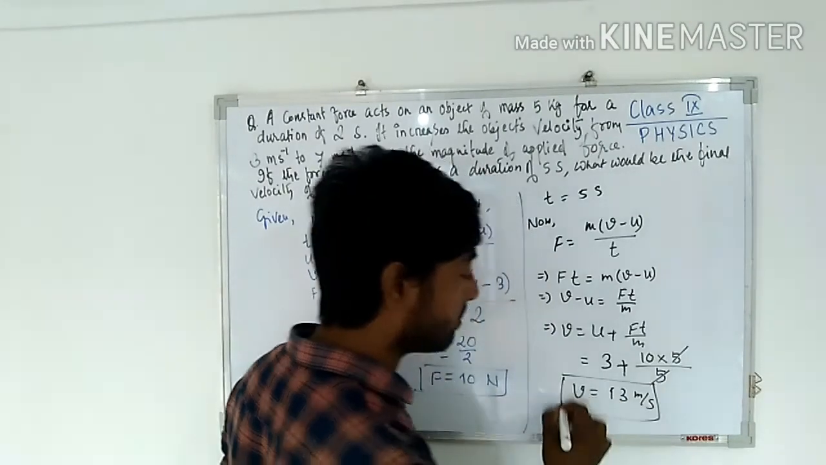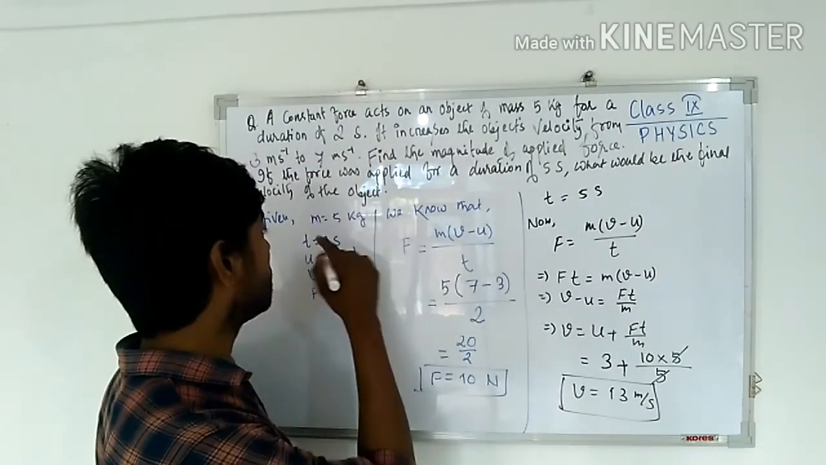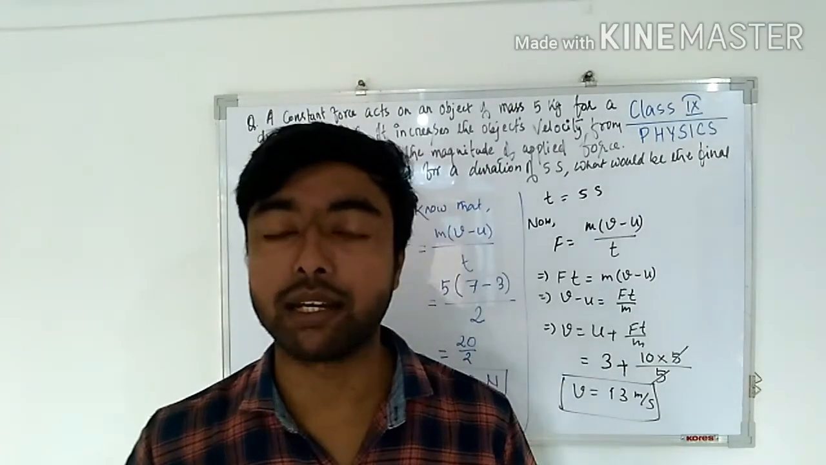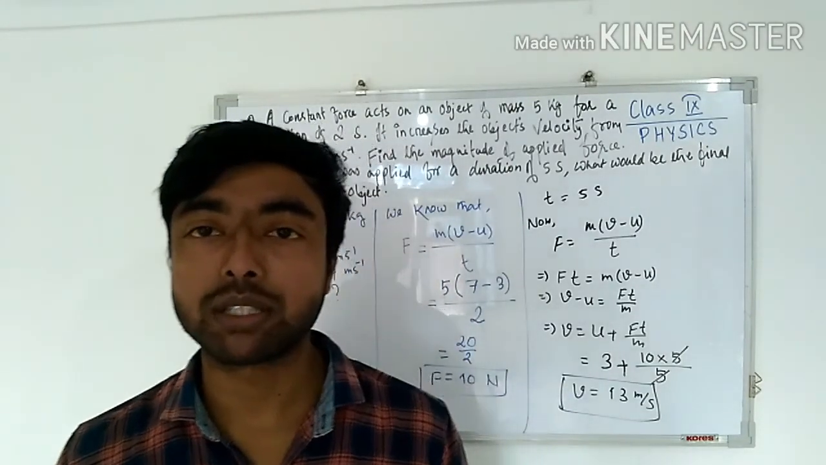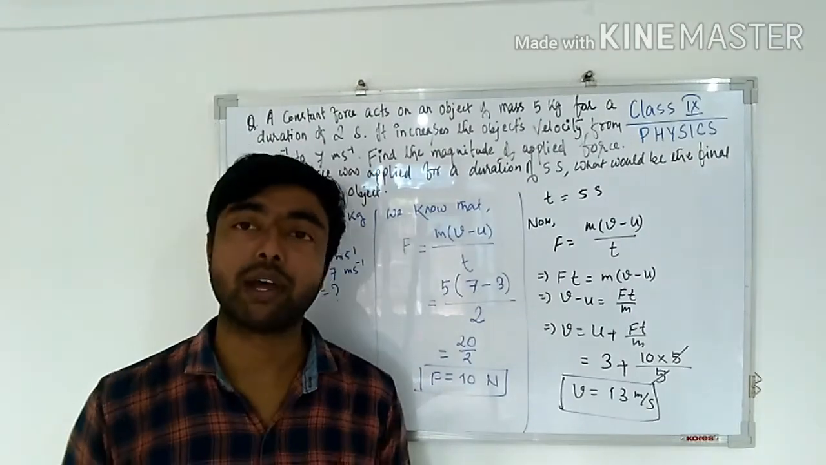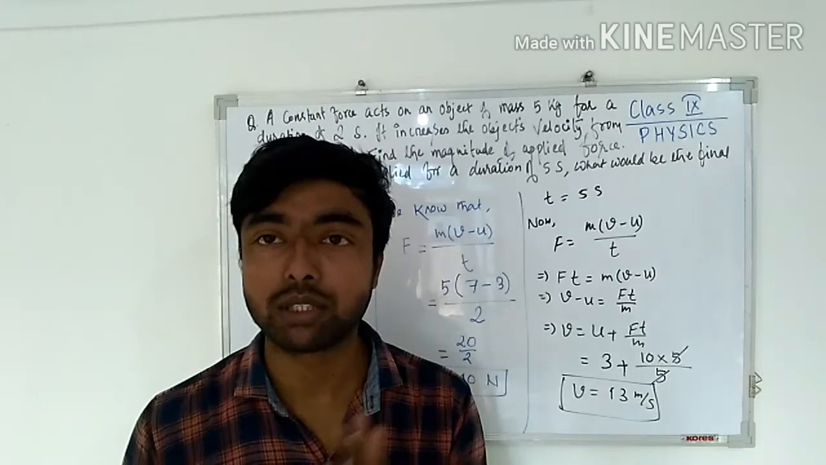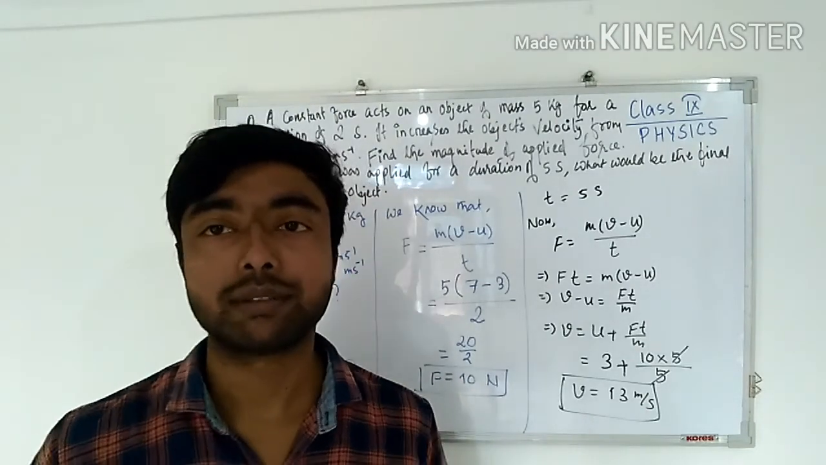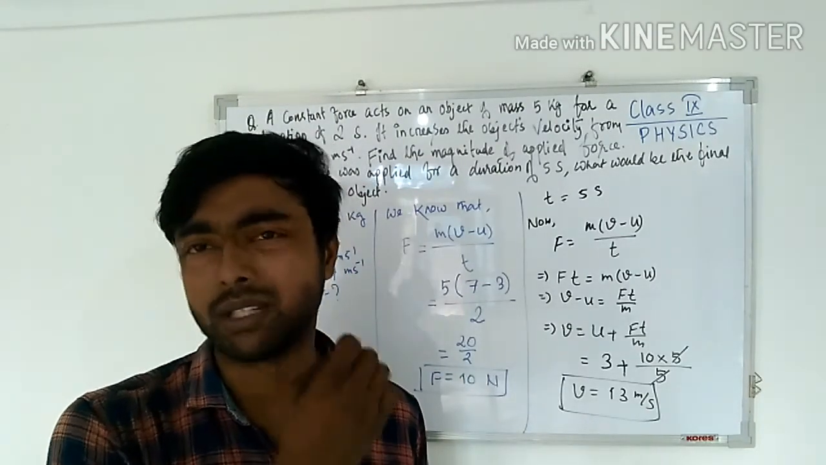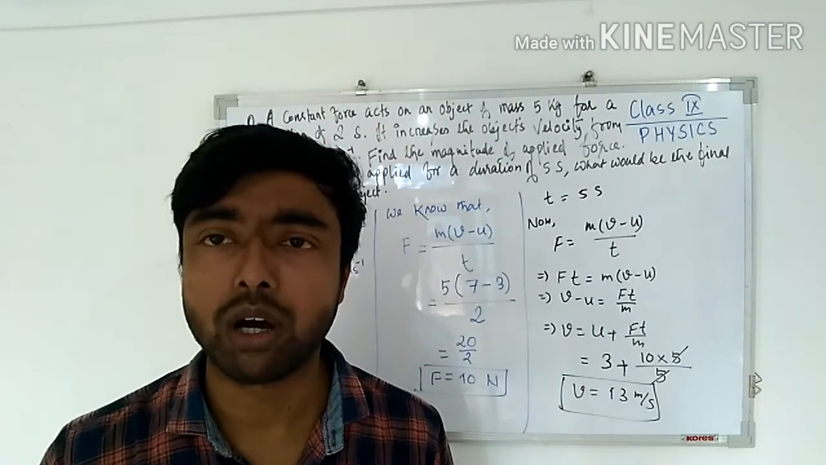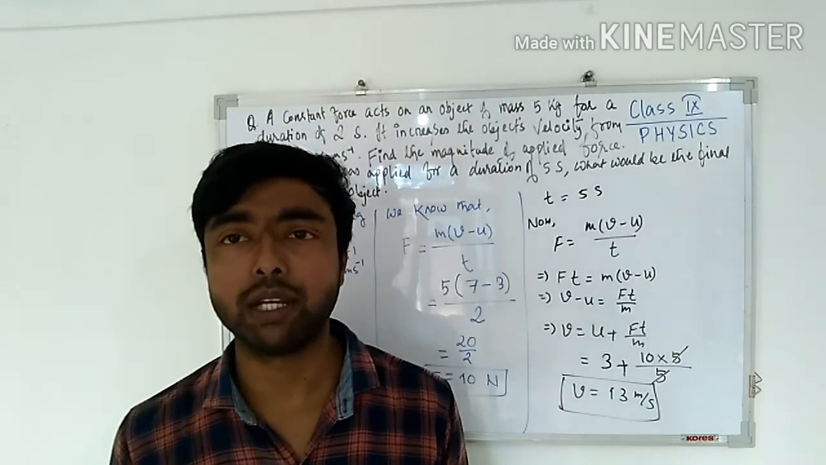अगर हमने वो 2 सेकेंड नहीं, if वो टाइम we use 5 सेकेंड, तो उसका वेलोसिटी कितना होता? फाइनल वेलोसिटी 13 मीटर पर सेकेंड होता. अंडरस्टूड? So this is all about the second, I mean application of second law of motion. तो हमने वो सेकेंड लॉ ऑफ मोशन का जो फॉर्मूला है उसको अप्लाई करके हमने न्यूमेरिकल्स किया.